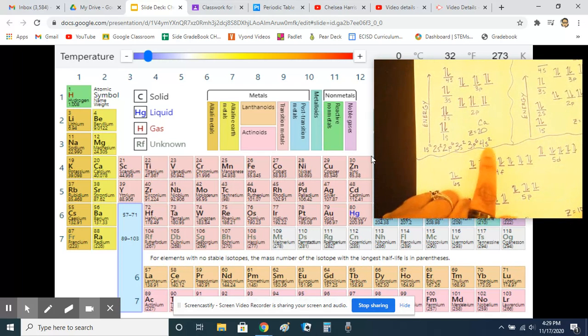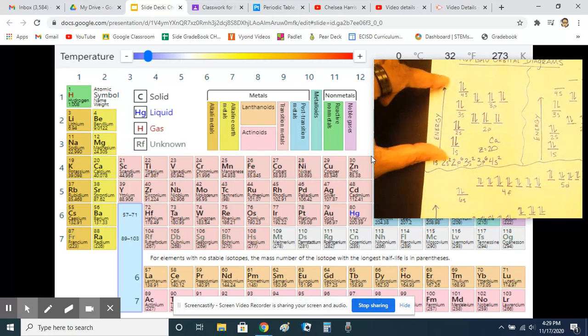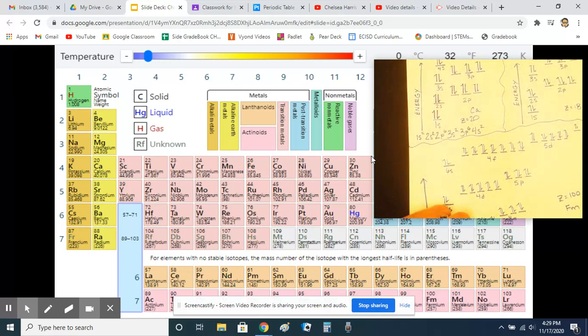So this sequence would be your electron configuration. This is the map of where the electrons live. This is the address of where they are. 1s2, 2s2, 2p6, 3s2, 3p6, 4s2.